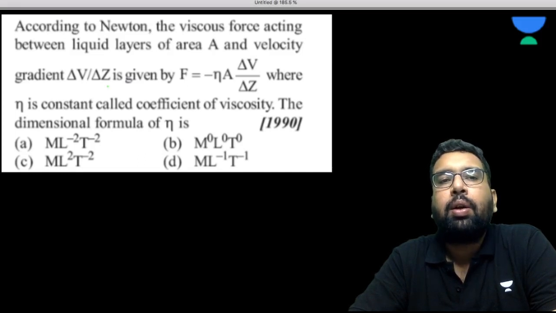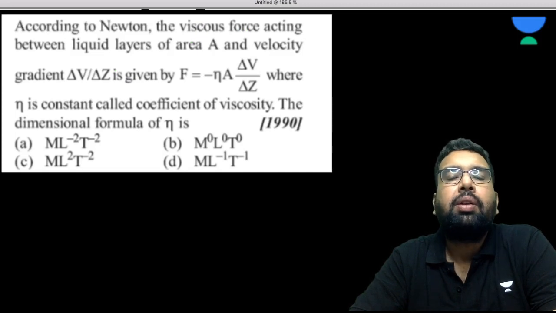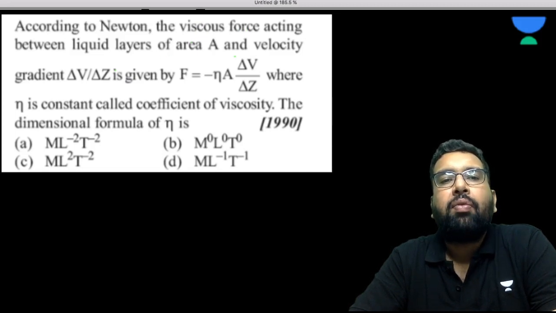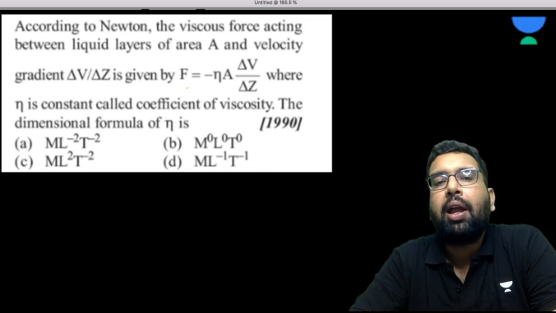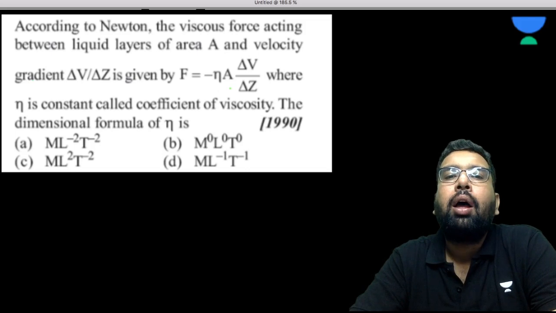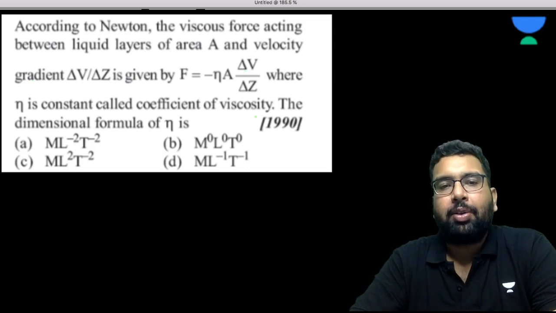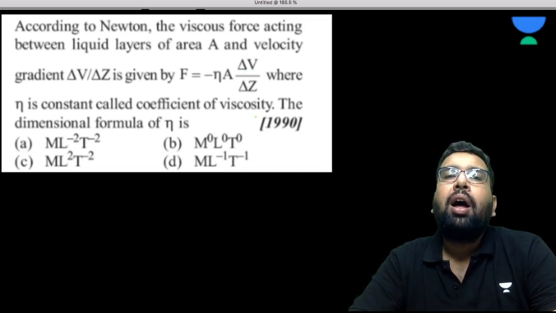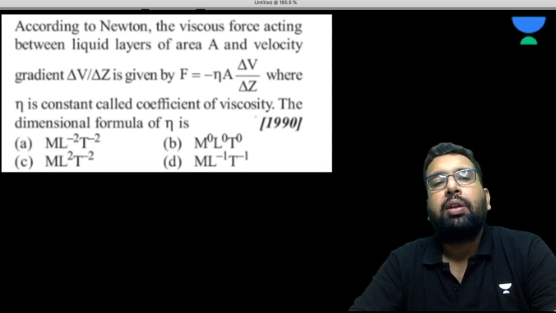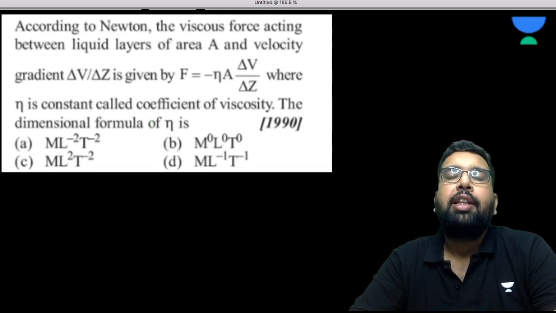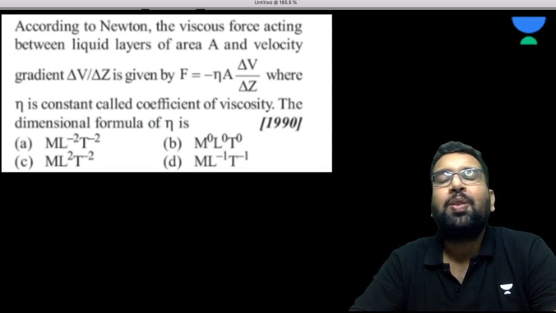It says, according to Newton, the viscous force acting between the liquid layers of area A and velocity gradient delta V by delta Z is given by F is equal to minus eta A del V by del Z. This is the formula, which comes from Newton's law of viscosity, where eta is a constant called the coefficient of viscosity. The dimensional formula of this coefficient is.